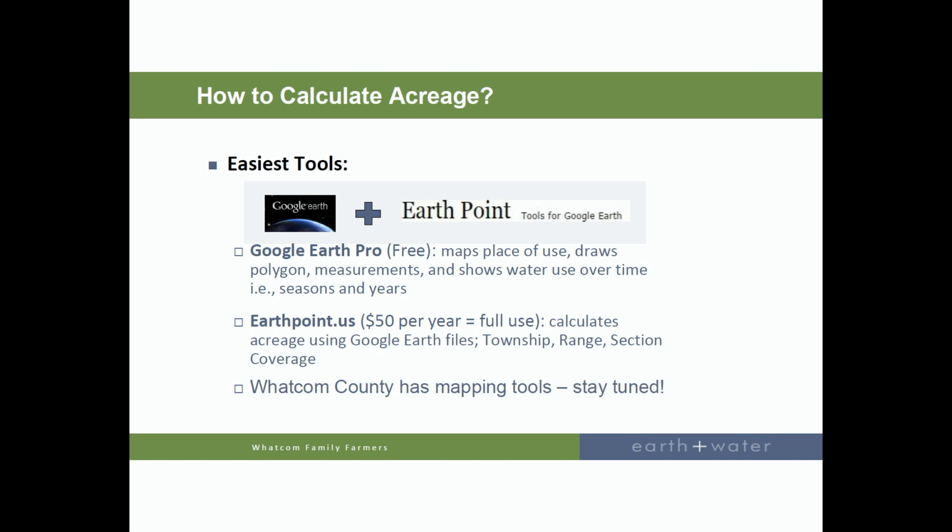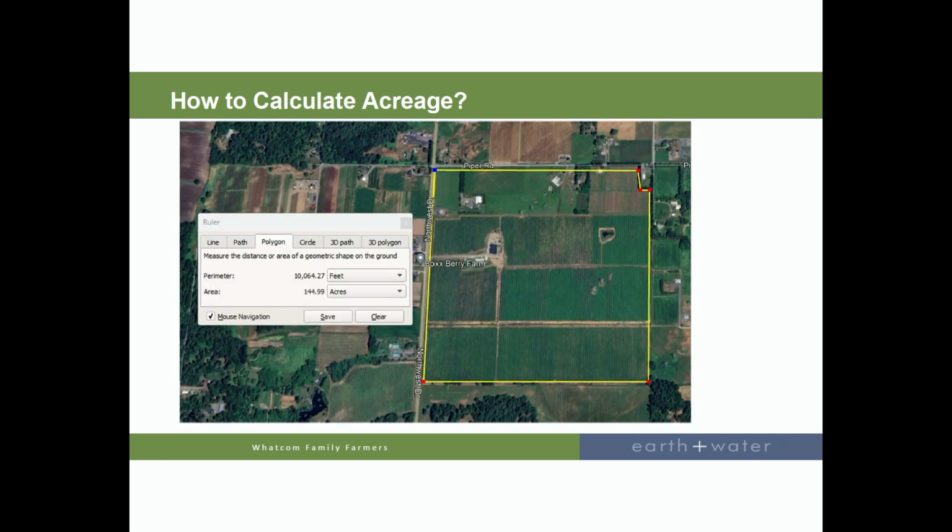And so, Google Earth is hands down one of the easiest go-to tools out there. It's very easy, and I'm going to show you a couple pictures, but there are other more fancy versions. One of them is Earth Pro, which is a pay-for service, but allows you to measure things on maps. But then also Whatcom County on their own county website has some really nice mapping tools, and any of those will work.